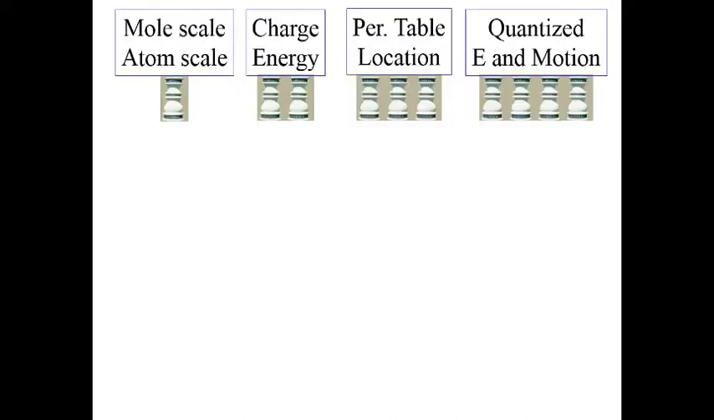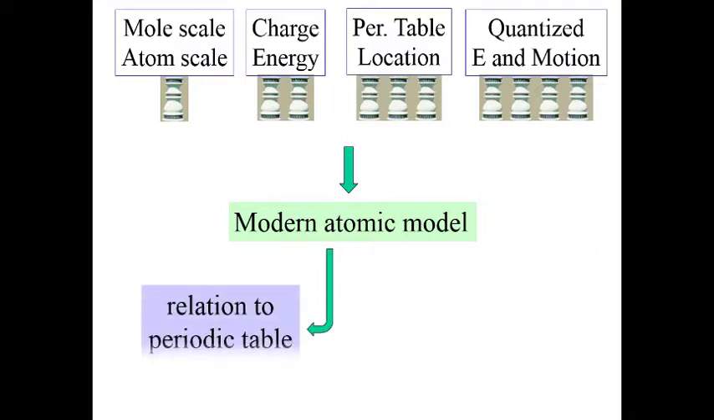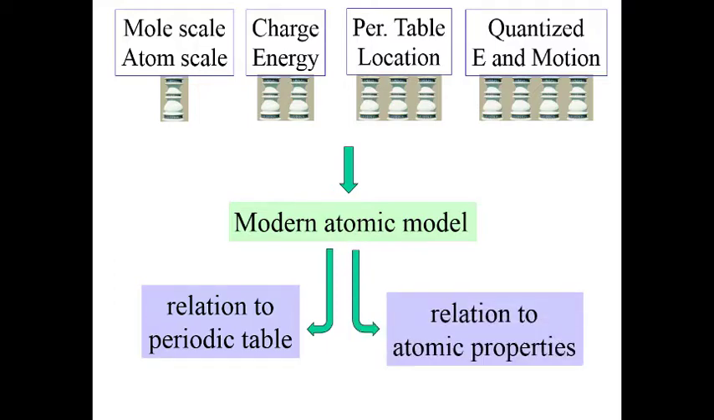Another way to view our next 4 modules is that we are going to take our 4 pillars of chemistry and apply them to the modern model of the atom. We'll explore how this modern model relates to and is consistent with the periodic table, and how the modern model relates to the properties of the atoms of different elements.